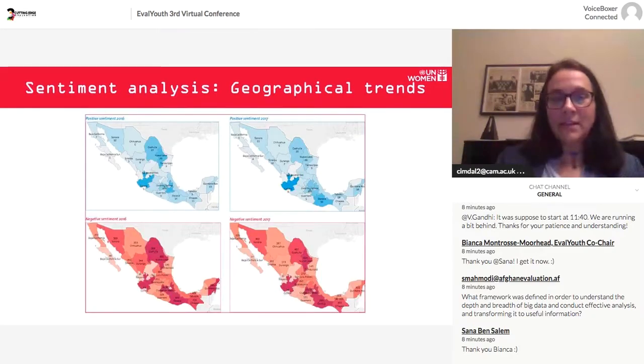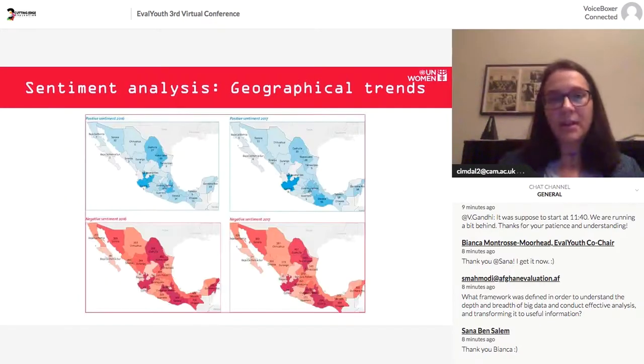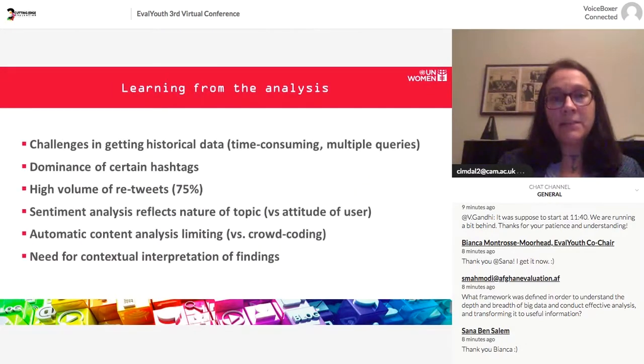Okay, so I have 1 minute left. This is just an example of what we can do. The previous slide was about how we can look at trends over time. This slide shows that we can look at geographical comparisons. For example, we can have a baseline for 2016 and look at the volume of the tweets in different regions of Mexico and how it changed in 2017. And finally, we had some learnings related with analysis. So now I'm going just to summarize the learnings.